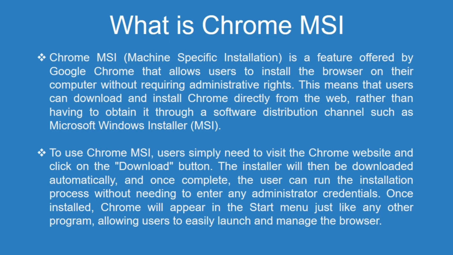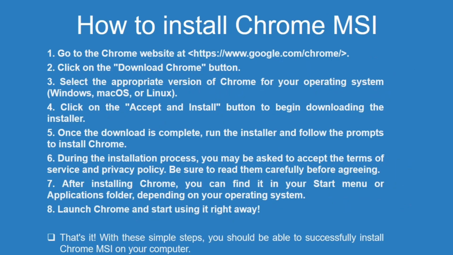How to install Chrome MSI? Go to the Chrome website at www.google.com/chrome. Click on the download Chrome button. Click the appropriate version of Chrome for your operating system: Windows, macOS or Linux. Click on the accept and install button to begin downloading the installer. Once the download is complete, run the installer and follow the prompts to install Chrome.